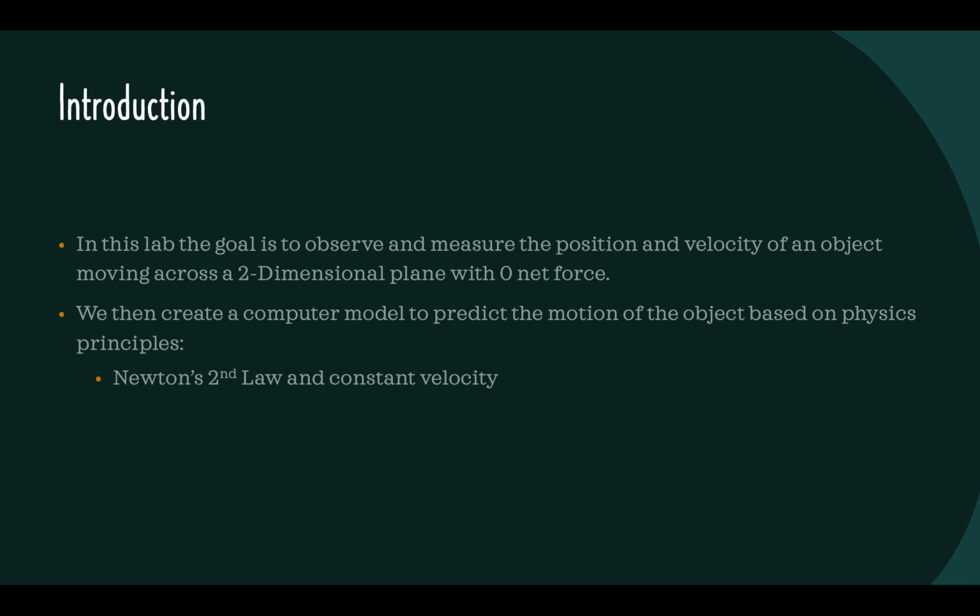In this lab, we explore the relationship between Newton's second law and constant velocity. The goal is for us to observe and measure the position and velocity of an object moving across a two-dimensional plane with zero net force acting on it. To completely analyze an object moving, we create a computer model to predict the motion based on Newton's second law and velocity concepts.